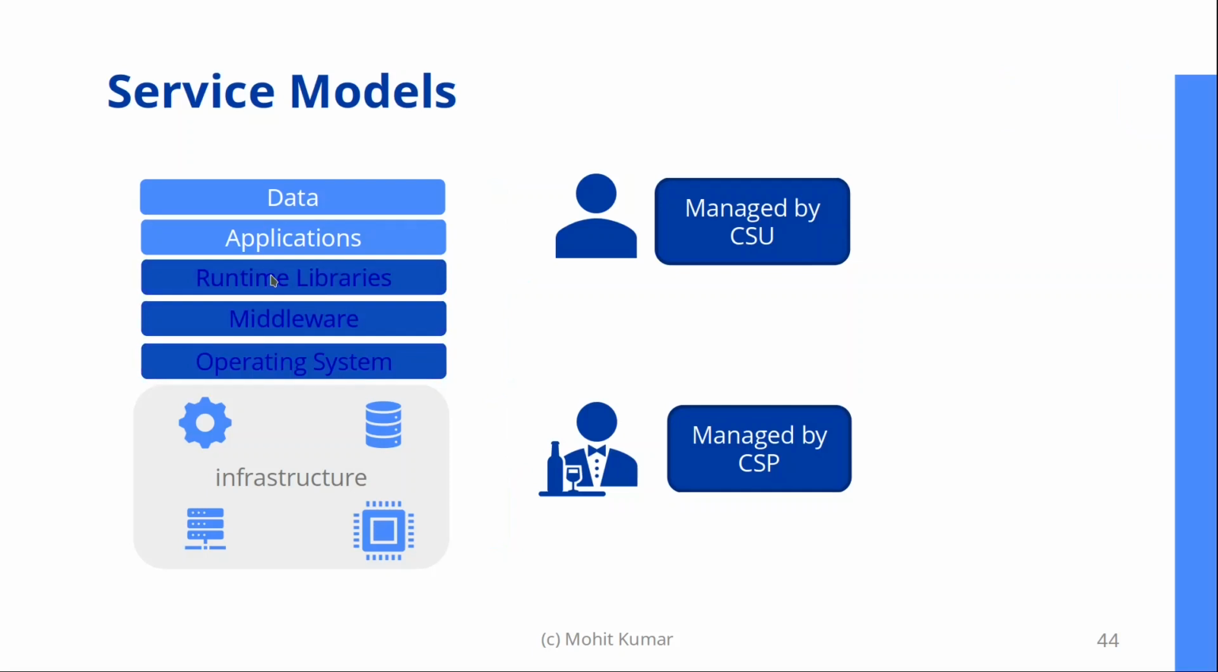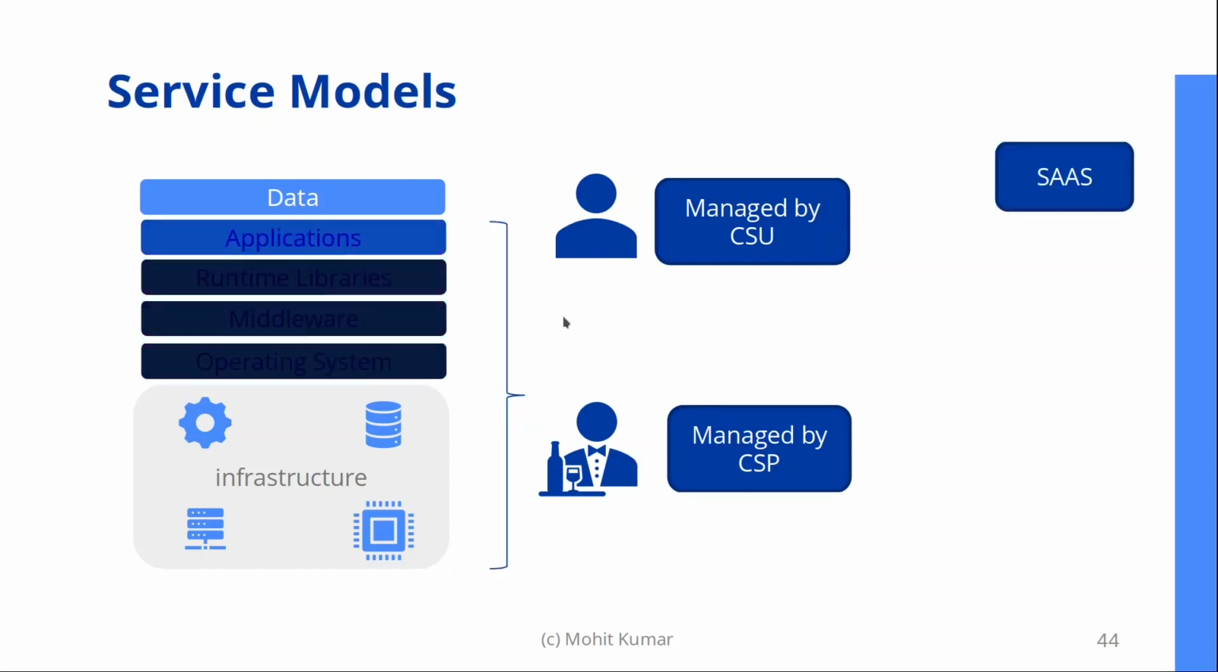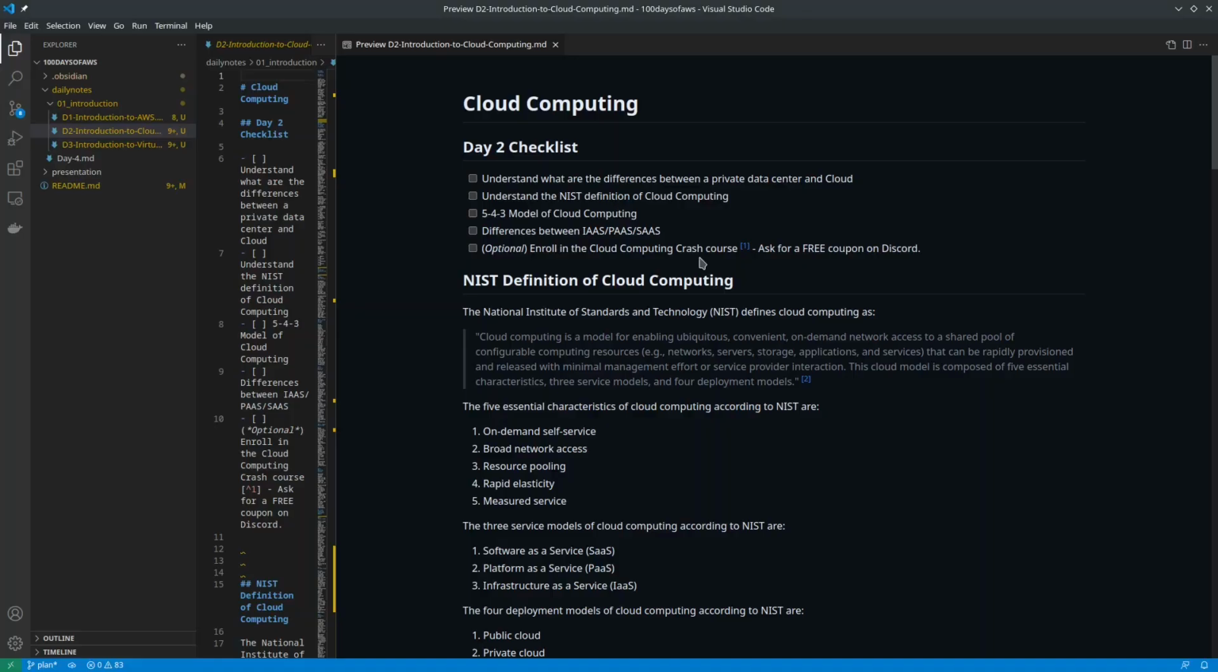The second option is when everything up to runtime libraries is provided by the CSP. For example, in the case of AWS Lambda, this is provided by the cloud service provider and this is called platform as a service. You only have to take care of your code, that is your application and data. And the last is software as a service, where everything is managed by the CSP, and you only have to manage your data. So this was an introduction to cloud computing, and in day 2 we saw all these things.